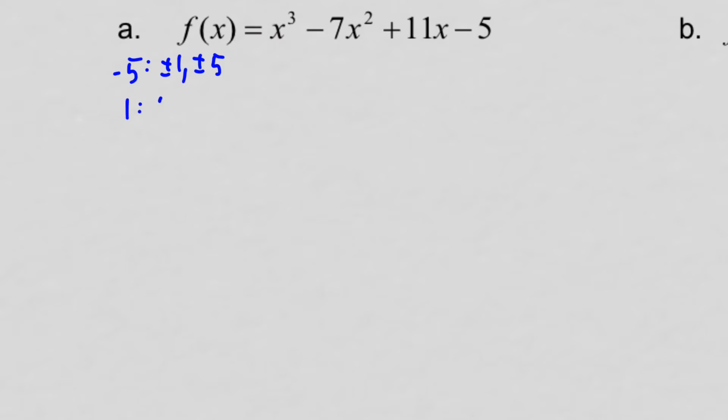Right? The leading coefficient is 1, so the factor is just 1, plus or minus 1. That means the testing values are basically just plus or minus 1 and plus or minus 5. So there's really not that many to test out. Perfect, that makes it a little bit easier for us.